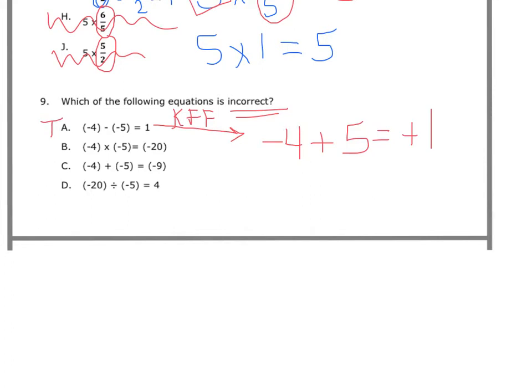Okay, we're looking at the one that's for incorrect. Why did I do keep, flip, flip on this one, by the way? Well, I did it because it's a subtraction problem. Okay, B, -4 times -5. We can look at our Dorito for this one. This one's for multiplication and division. Okay, -4 times -5 is +20. Is that what they have here? Nope, they have -20. So our answer is B.